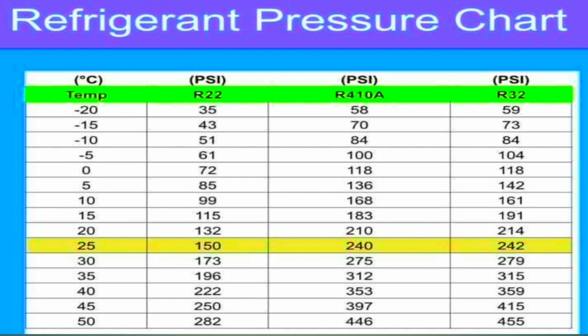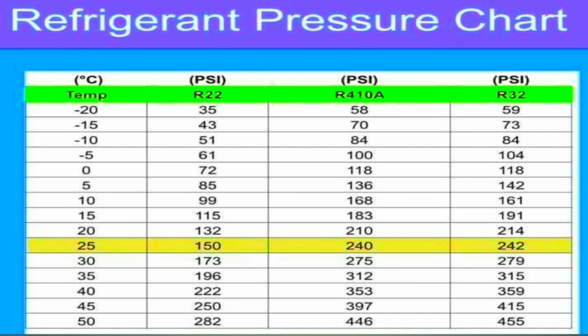What is the outdoor temperature? If the outdoor temperature is 45 degrees Celsius, it will go to 250 psi. So from this chart, if you are working on an air conditioning package unit, split unit, or any condensing unit using Freon R22, you must follow this chart. What is the high pressure at that ambient temperature outside? Maybe your ambient temperature is -20.